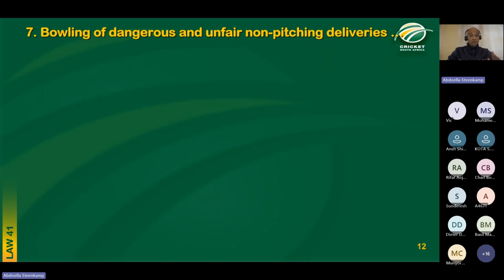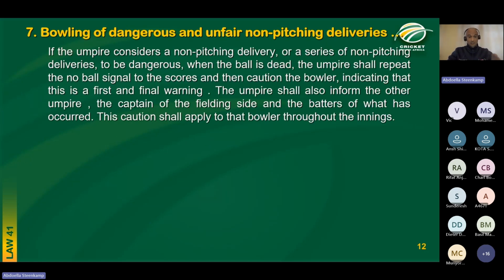And if, according to you, yes, this full toss was dangerous, you think it would have caused physical injury to the batter, you need to call no ball. And because it's dangerous, you need to give the bowler a first and final warning. You'll inform the other umpire what you've just done. The captain of the fielding side needs to be informed. Batters need to also be informed. And this first and final warning applies to this bowler throughout the innings.